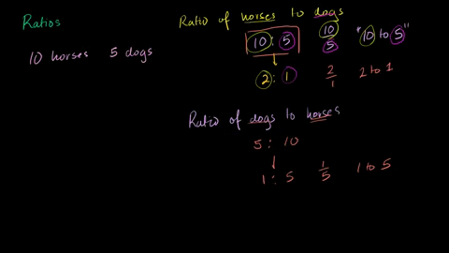So let's just do a couple of other examples. Let's say I have 20 apples. Let's say I have 40 oranges. And let's say that I have, I don't know, let's say I have 60 strawberries.